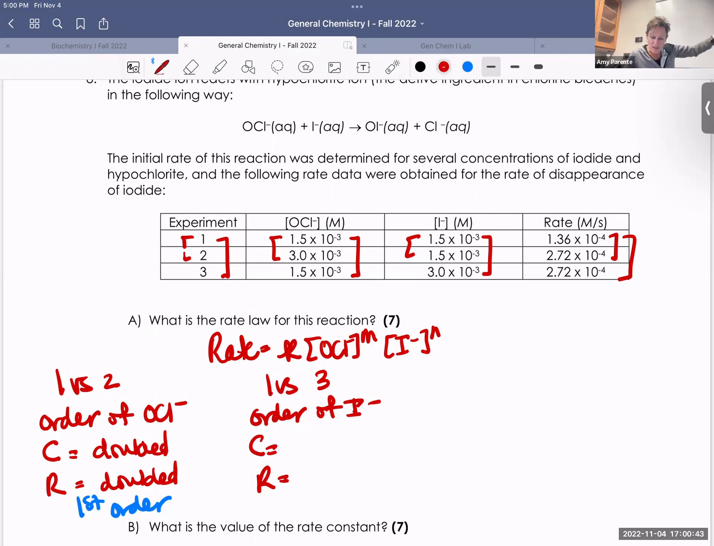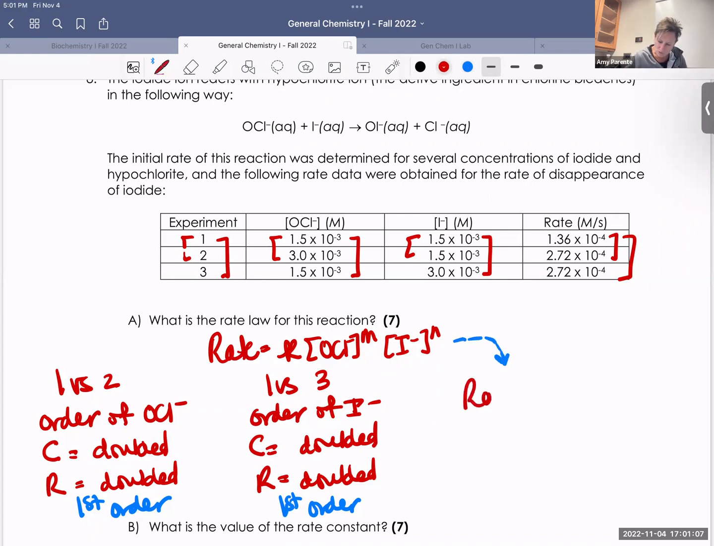For 1 versus 3, we can see that the concentration fold is doubling, and I can see that my rate is also doubling. So it's also first order with respect to I minus. What that's going to allow us to do is write a more specific rate law, which is rate equals rate constant times OCl minus times I minus. Now it's going to look kind of the same, but my m's and my n's are now going to be 1, and by formalism, we don't write them in there. Make sense?